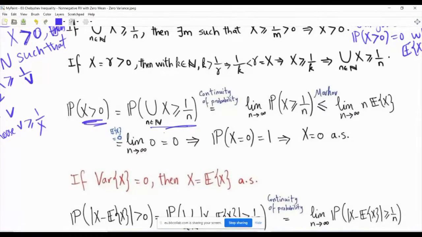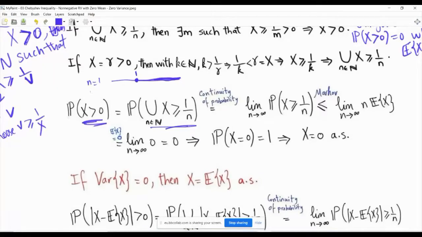Now you apply the continuity of probability. So let's see why it's valid in this case. Those are the events that x, so if n is 1, we are talking about x greater than or equal to 1, right?